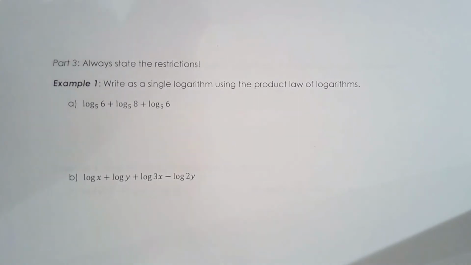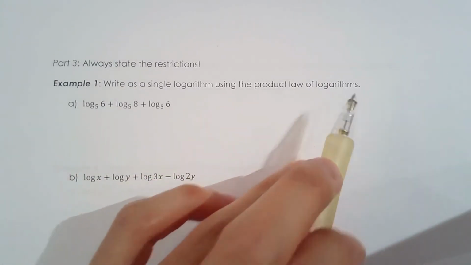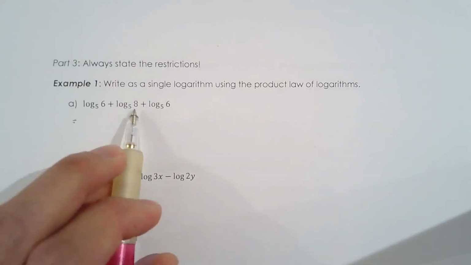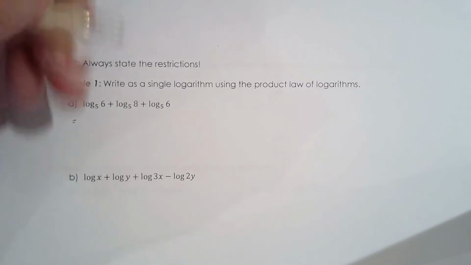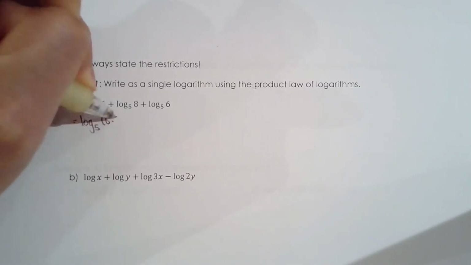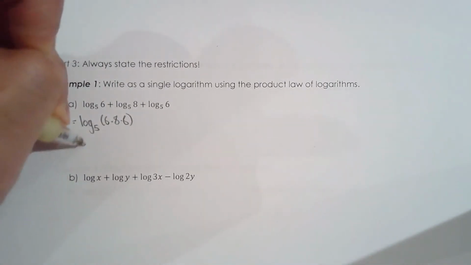Okay, so write as a single logarithm using the product law of logarithms. Okay, so this is the same base, so three logarithms all the same base, so I can simplify it to a single logarithm just by multiplying the arguments. 6, 288.